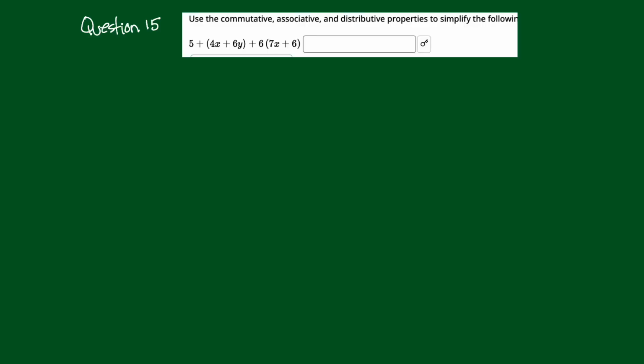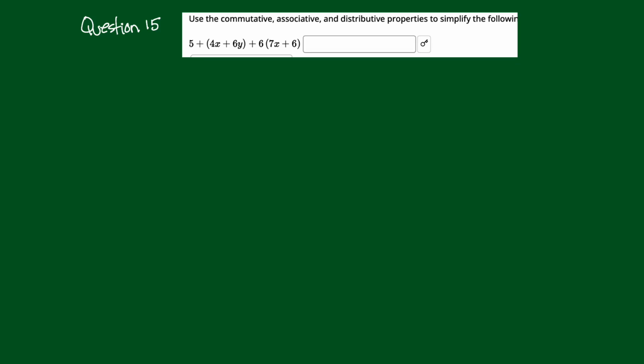And the last problem, number 15, says use all these properties, commutative, associative, and distributive property, to simplify this expression, or just rewrite it. Now let's look at what we have here. I've got a 5, and I'm going to add one of these 4x plus 6y's. That number out here is assumed to be a 1. So I just have one of these, whereas over here, there are 6 of these 7x plus 6's. We just don't write 1.